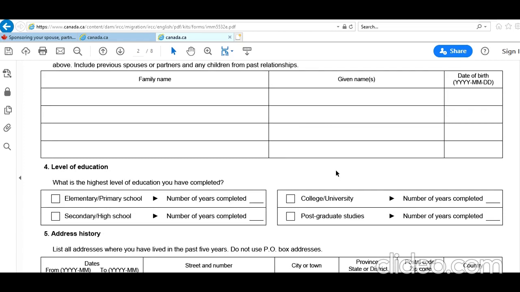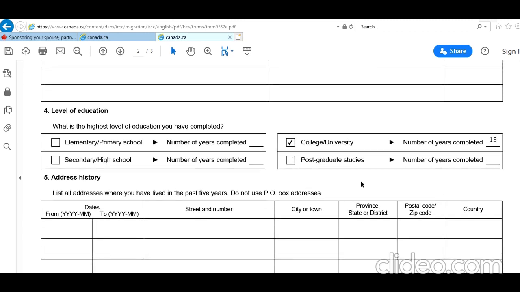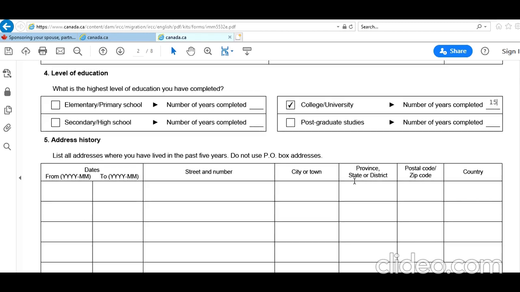What level of education? So he has attended college, university. Number of years completed, so let's say 10 plus 2, 12, and 3, he has done 15 years. Address history. List all the addresses that you have lived in past 10 years. So do not use PO box or address, and in multiple countries. So he's in Canada now. Before that he was in India. So let's say he came to Canada like 2018 01.